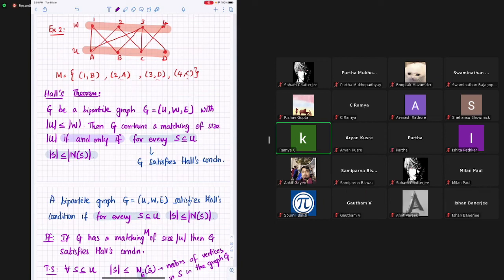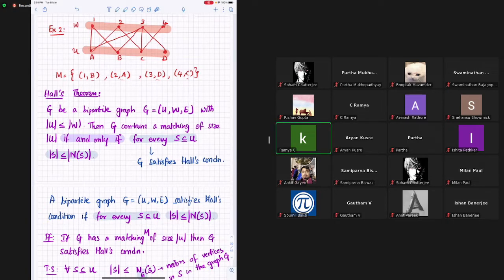Hall's theorem. Are there any questions about the statement of Hall's theorem or the proof that we saw so far? There was one question posed by one of the students, which we'll clarify today. But are there any major issues? The statement, at least.